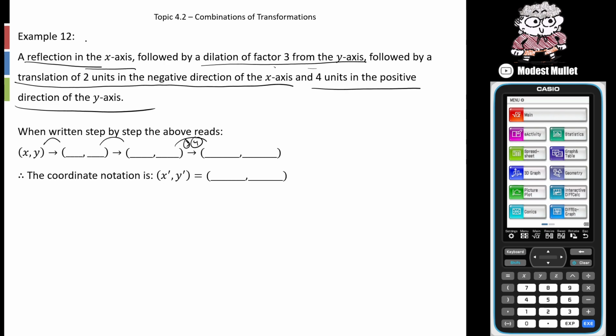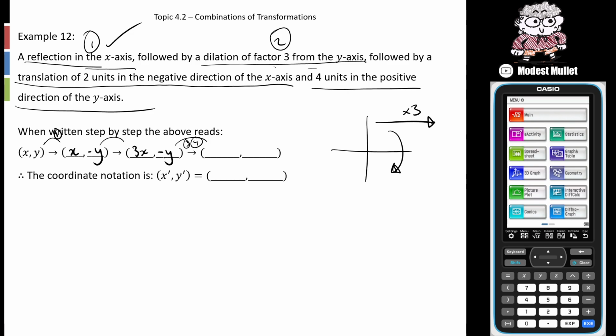So let's apply the first one, just working in order and following what would happen intuitively to the coordinate. If we reflect in the x-axis, the y coordinates are made the negative versions of themselves. So this would become x, negative y. And so that's the first one done. Second transformation, a dilation of factor 3 from the y-axis. So our x coordinates are being multiplied by 3. So it's going to turn into 3x, and we still have our negative y. So that's our second one done.